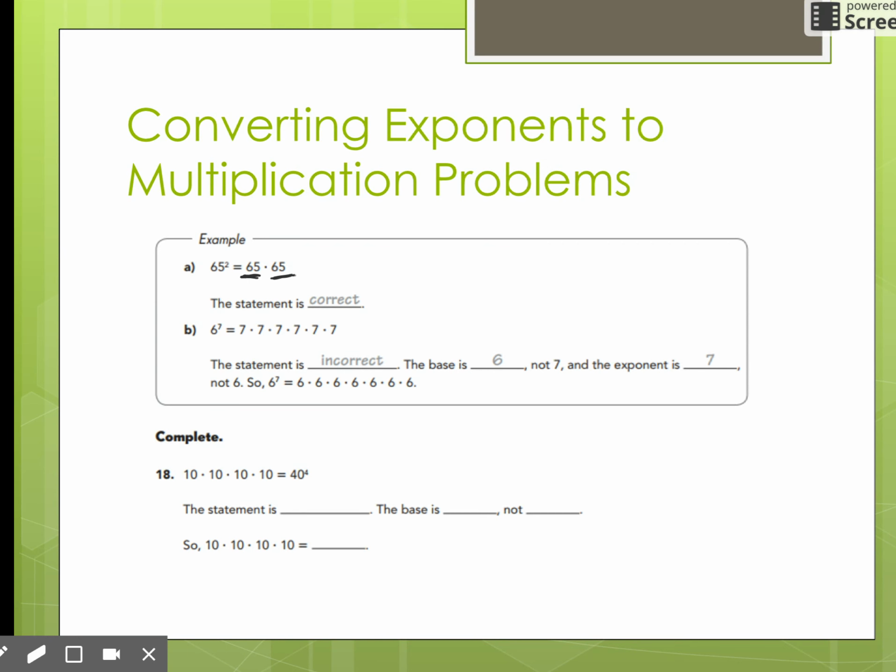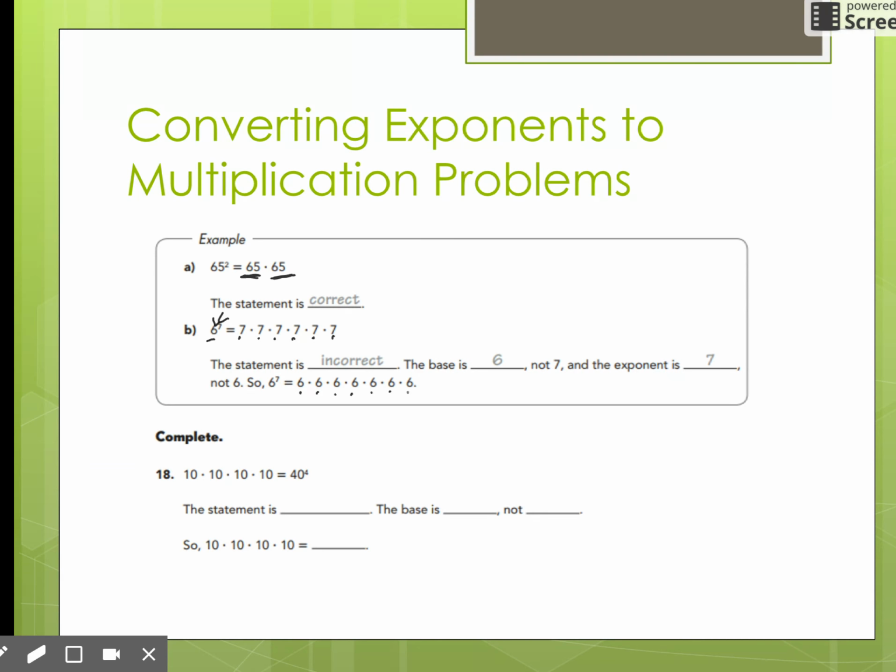Then we have another example here where they give us 6 to the 7th power. They multiplied 7 times itself 1, 2, 3, 4, 5, 6 times. This statement is incorrect because the base is 6, not 7, and the exponent is 7, not 6. So the correct way to write that would have been 6 times itself 7 times. So again, 6, 1, 2, 3, 4, 5, 6, 7 times.